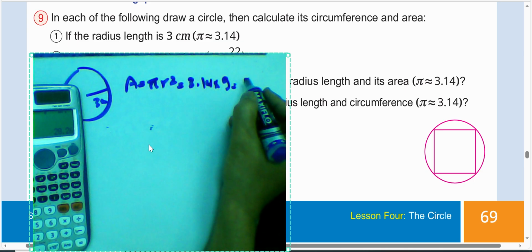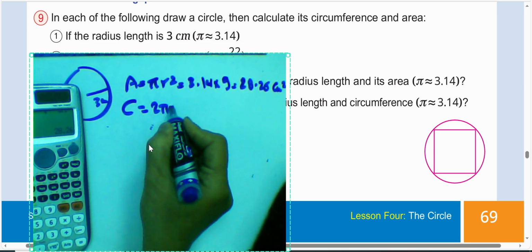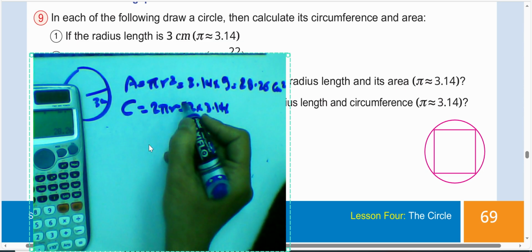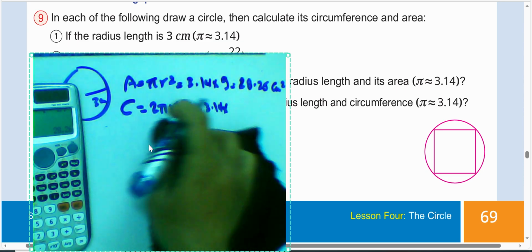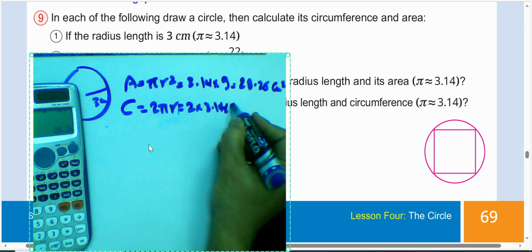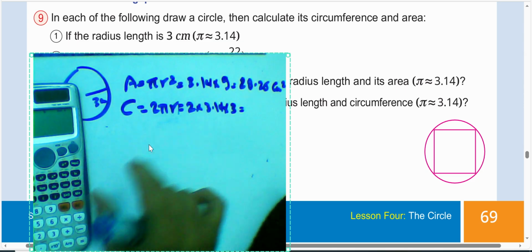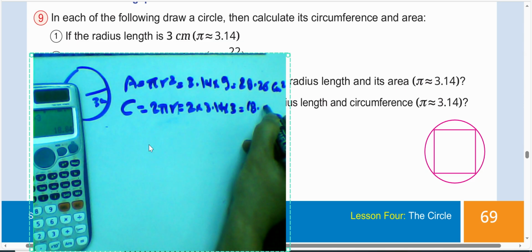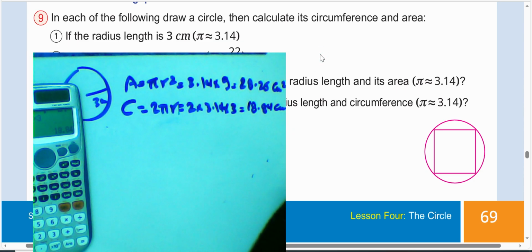The result will be 28.26 square centimeters, and circumference equals 2 pi r. 2 times 3.14 times the radius. The radius was 3. Right, 2 times 3.14 times 3. The result will be 18.84 centimeters.